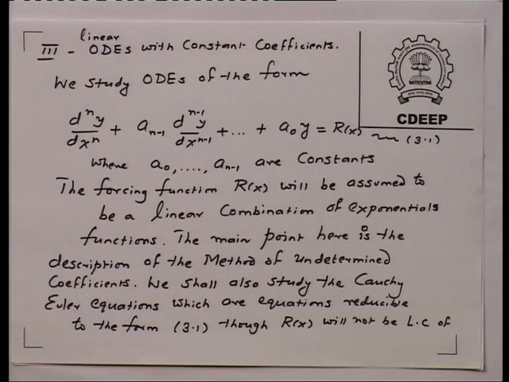If the forcing function is tan x, then you have to apply the method of variation of parameters, as we saw yesterday, y double prime plus y equal to tan x. You have to apply the method of variation of parameters, there is no choice in the matter. You can apply the method of undetermined coefficients only when the forcing function is very special, that is, a linear combination of monomials of the form x to the power k times e to the power ax.